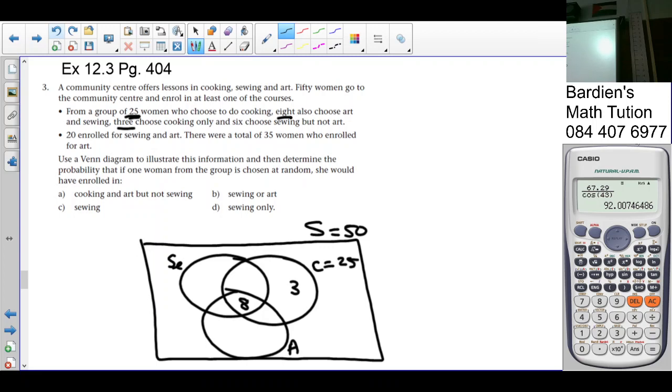And 6 choose sewing but not art. Of the people choosing cooking, 6 choose sewing but not art. So that goes there. You all agree with that? Any confusion?